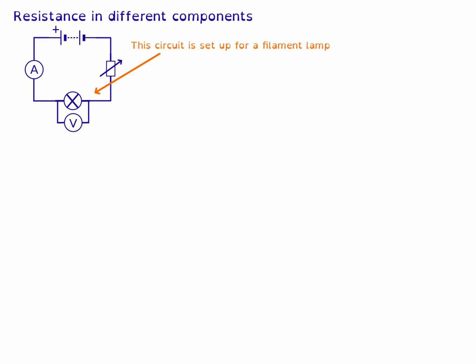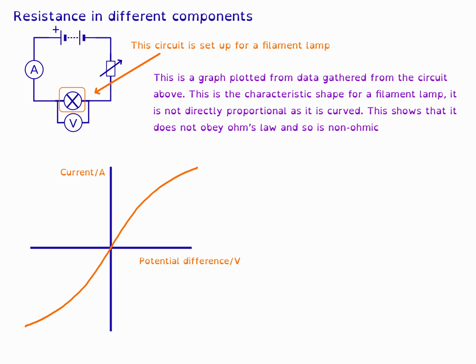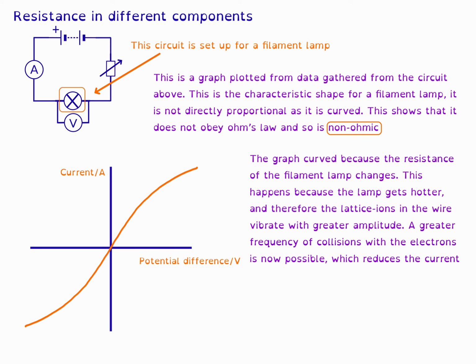This circuit is set up for a filament lamp. This is a graph plotted from data gathered from the circuit above. This is the characteristic shape for a filament lamp. It's not directly proportional as it is curved. This shows that it does not obey Ohm's law and so is non-ohmic. The graph curved because the resistance of the filament lamp changes. This happens because the lamp gets hotter and therefore the lattice ions in the wire vibrate with greater amplitude. A greater frequency of collisions with the electrons is now possible and this reduces the current.